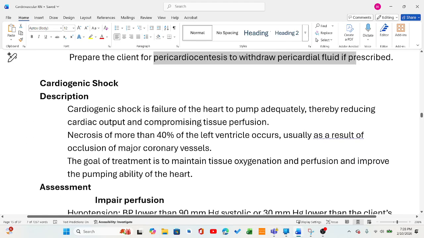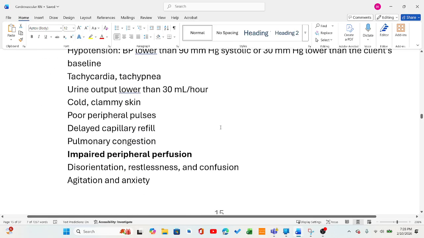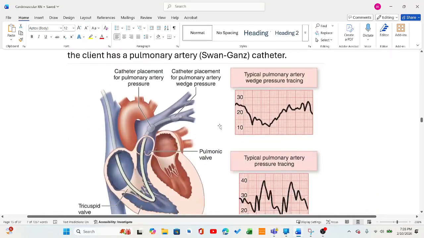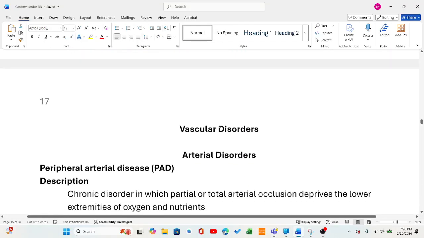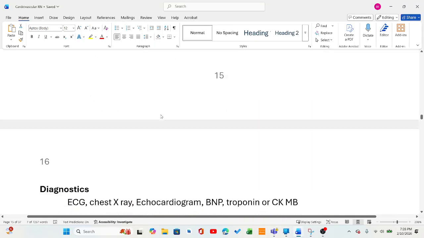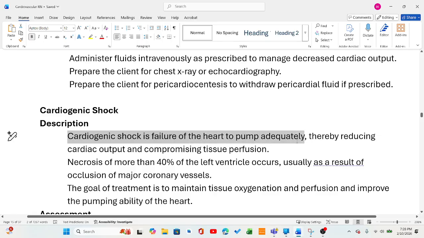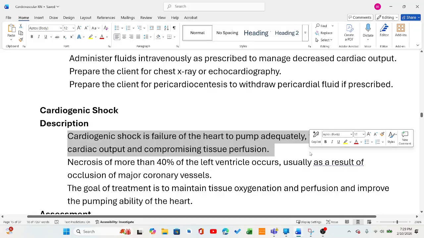I know it's a lot, but the last one I'm going to talk about for this section is cardiogenic shock. So let's talk about cardiogenic shock. Cardiogenic shock is when there is a failure of the heart to pump adequately, thereby reducing cardiac output and compromising tissue perfusion. That is a shock here.